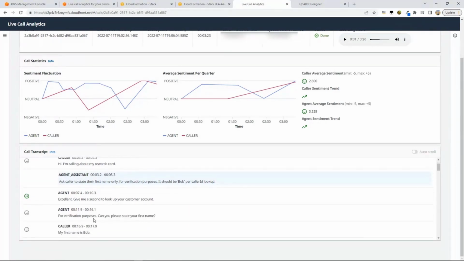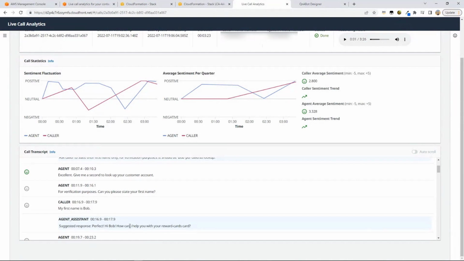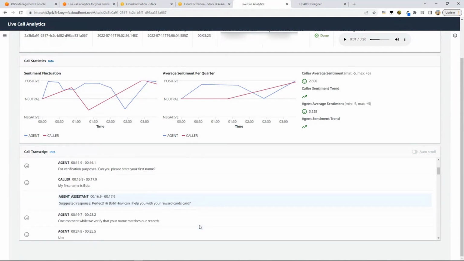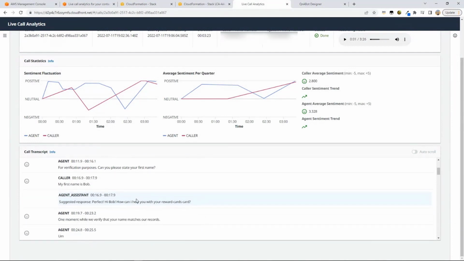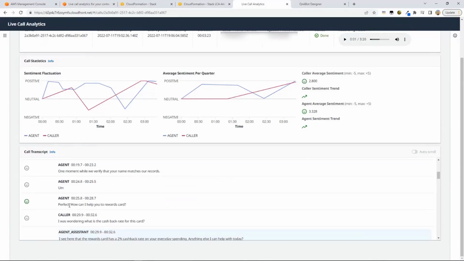So I mentioned that my name is Bob, and the thing comes back and says, perfect. Hi, Bob. How can I help you with your rewards card? Again, this is advice from the agent assistant to Babu, who's the agent, and Babu kind of relayed that information back to me, the caller, saying, how can I help you with the rewards card?